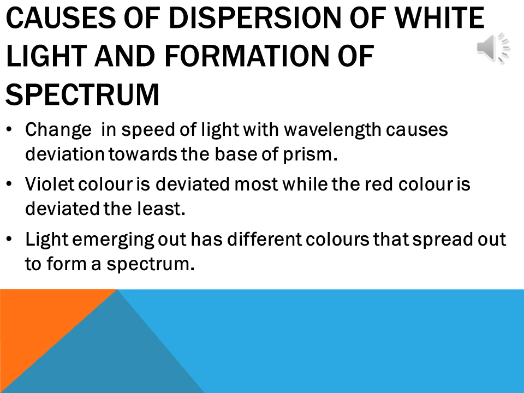We need to remember a few points. First, dispersion of white light occurs only at the first surface of the prism. Second, deviation of light rays occurs at both the surfaces of the prism. And third, the prism does not produce colors, but it only splits the various colors present in the light incident on it.